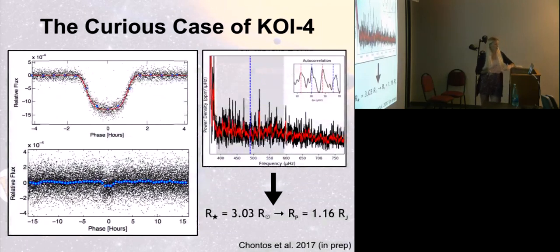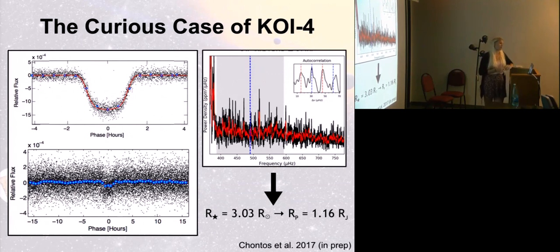However, when we were doing our seismic analyses, we estimated a stellar radius of roughly 3 solar radii. So this is an evolved subgiant consistent with a Jupiter-sized planet. And this actually makes sense with the secondary eclipse, but that still doesn't mean that the planet is real.